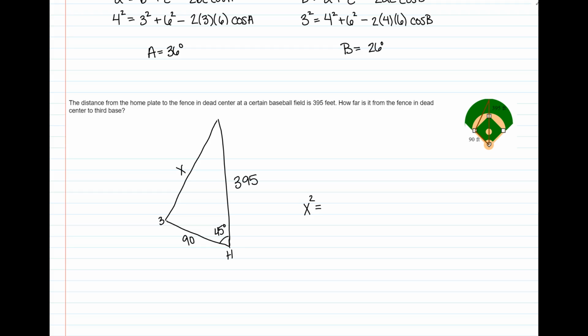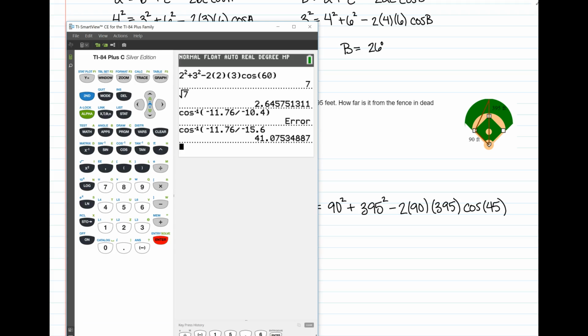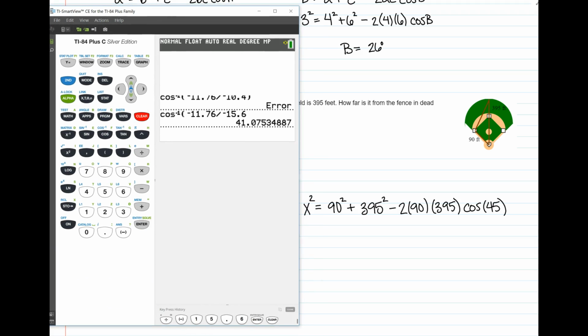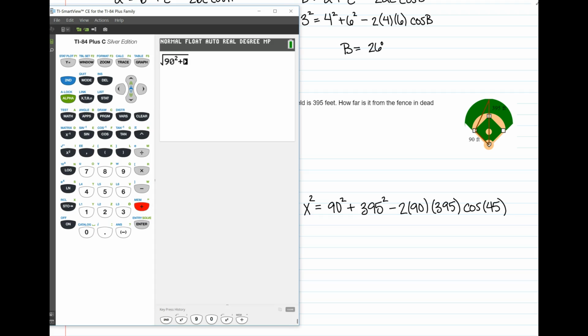You've got x squared equals your two sides, 90 squared plus 395 squared minus 2 times 90 times 395 times cosine of the angle between those two sides. Okay, and I'm going to show you something cool. So in your calculator, you can actually type all this in at one time. Okay, so you can go square root of 90 squared plus 395 squared minus 2 times 90 times 395 times cosine of 45.